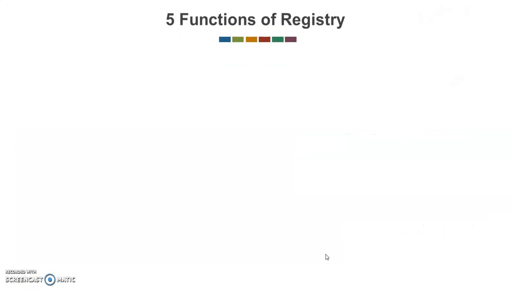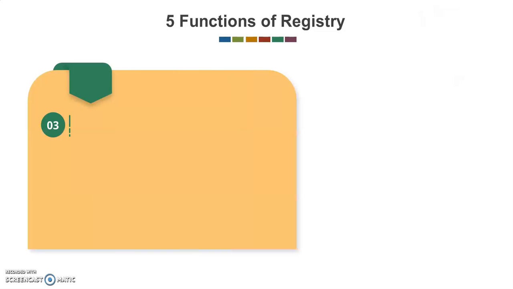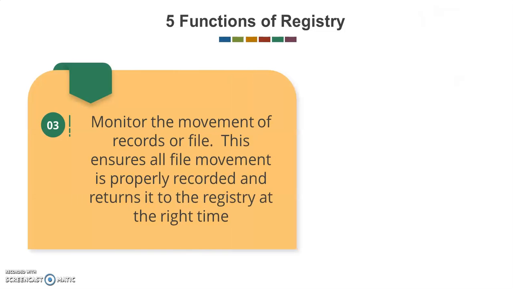The third function of the registry is to monitor the movement of the records or files. This is actually to ensure all the file movement is properly recorded and returned to the registry at the right time. This means the next function of the registry is to look after the records.